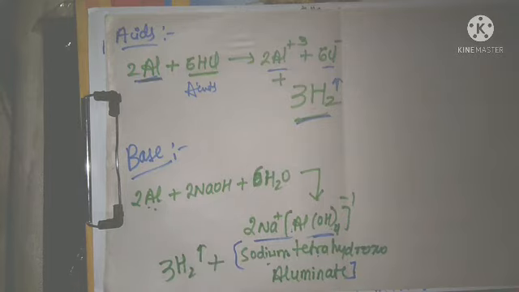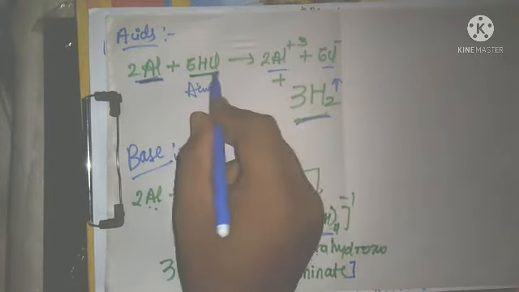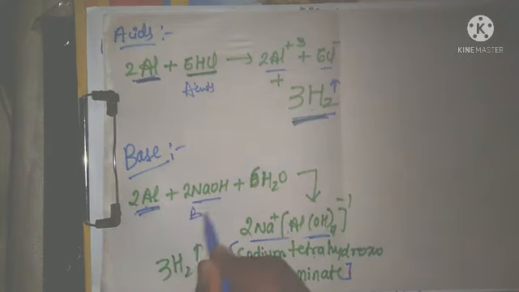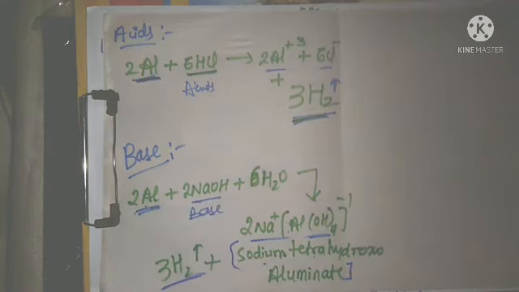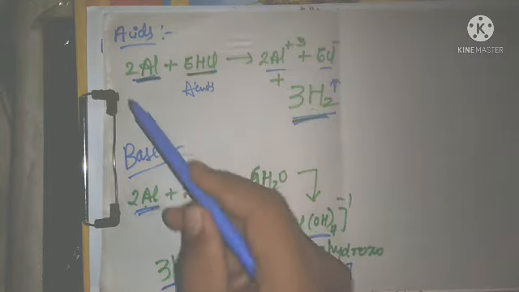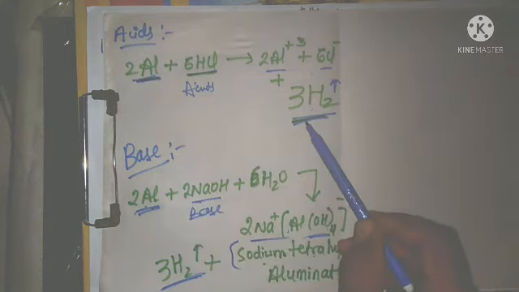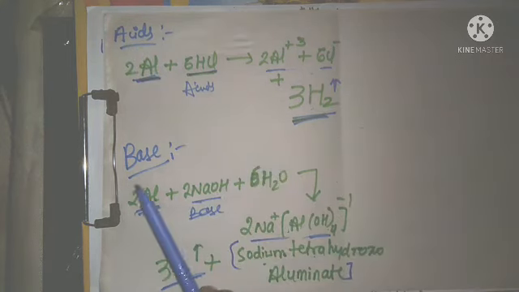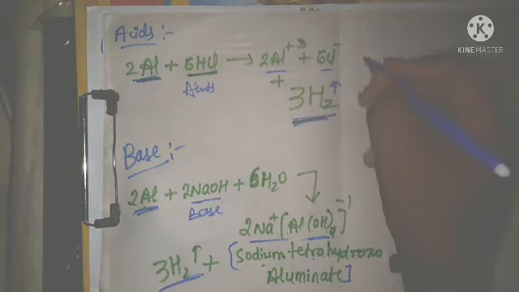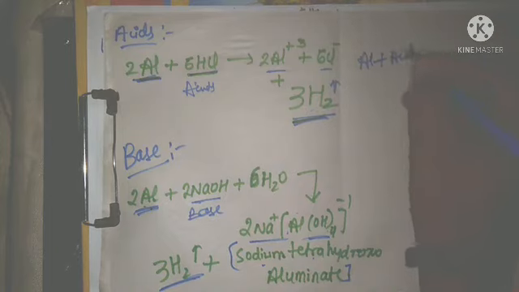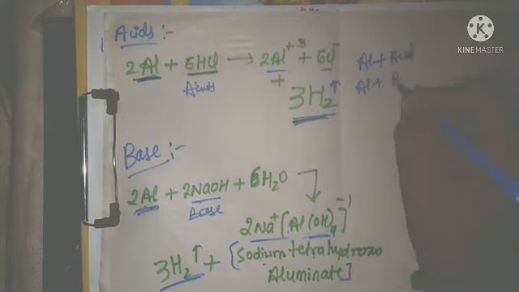Means when aluminium reacts with acid, it releases the H2 gas. When aluminium reacts with the base, again it is releasing the H2 gas. Means aluminium can react with both acid as well as base. When it is reacting with the acid, it is releasing dihydrogen gas. When it is reacting with the base, again it is releasing the dihydrogen gas. Means aluminium is reacting with both acid and base.